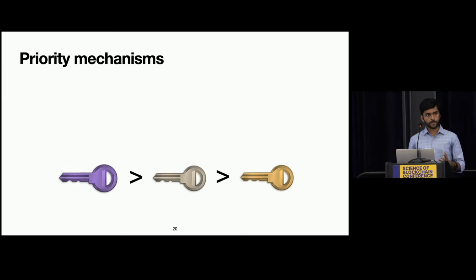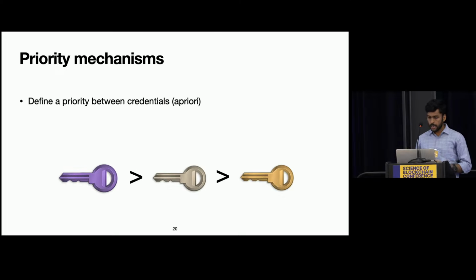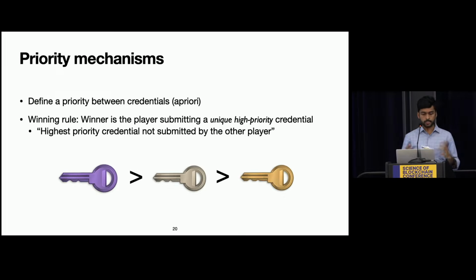The first class of maximal mechanisms that I'll introduce are called priority mechanisms. As the name suggests, the mechanism designer needs to define a priori a priority between all the credentials they have in their system. This priority is going to be leveraged when we judge things at the end. So the rule, or the function f from my previous slide, is basically that the highest priority credential that is not submitted by the other player wins.